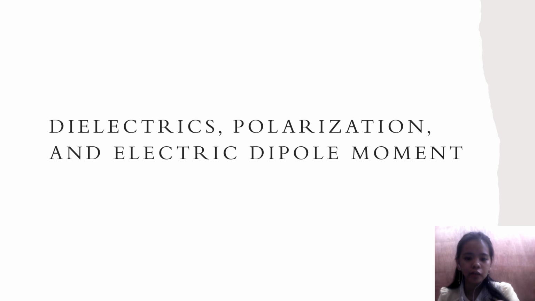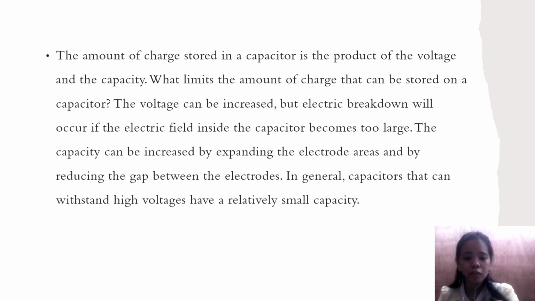So, dielectric polarization and electric dipole. The amount of charge stored in a capacitor is proportional to the voltage across the capacitor. What limits the amount of charge that can be stored in the capacitor? The voltage can be increased, but electric breakdown will occur if the electric field inside the capacitor becomes too large. The capacity can be increased by expanding the electrode areas or by reducing the gap between electrodes. In general, capacitors that can withstand high voltage have a relatively small capacity.